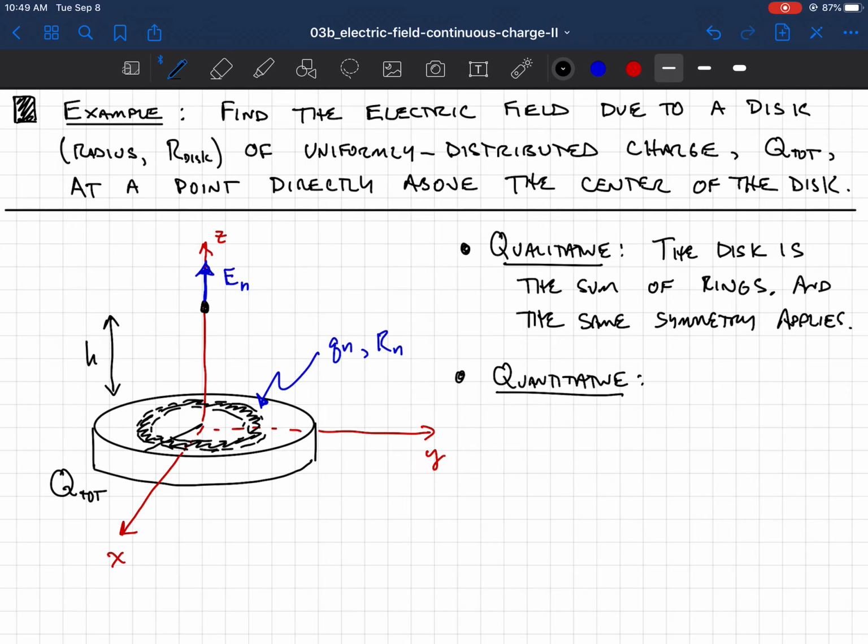So the quantitative part is to construct the integral, and I only need to find E_z. So E_z for the ring is equal to the sum from n equals 1 to N, and now these are the rings outward. You have the first ring on the inside, and then you have the capital Nth ring on the outside, and that will be the electric field n z of... oh geez, I keep mixing up ring and disk, I'm sorry. So this is for the disk, and this is for the ring.